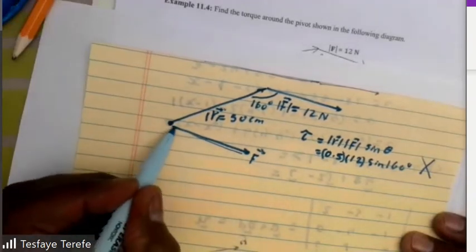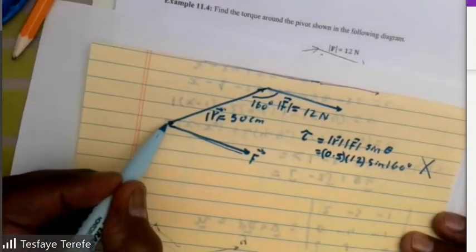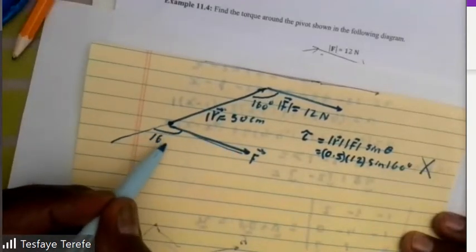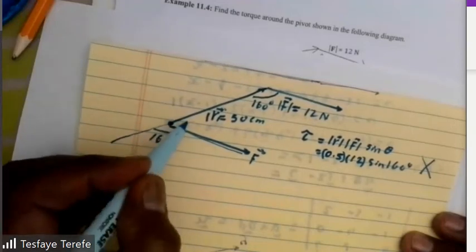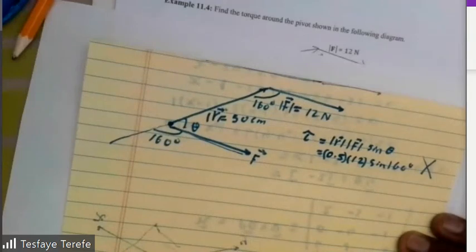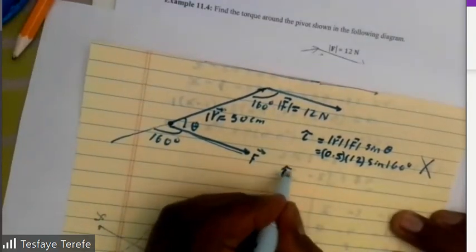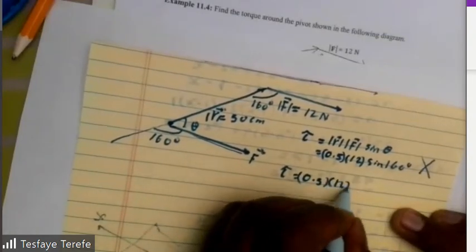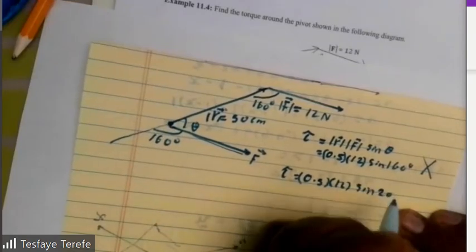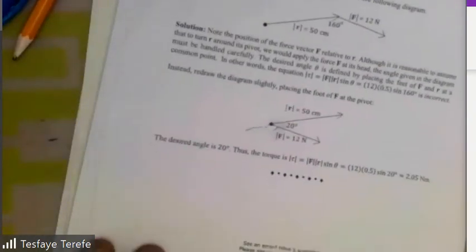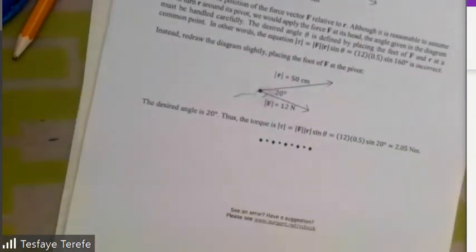Now remember, if we extend this line, this angle and this angle are the same. This is 160 degrees. Do we all agree? Therefore, what does our theta equal? 20 degrees. That's it. So tau equals 0.5 multiplied by 12 multiplied by sine of 20 degrees. That is what we have to do, and that is how our answer is going to be achieved. So your answer has to be 2.05 Newton meters.